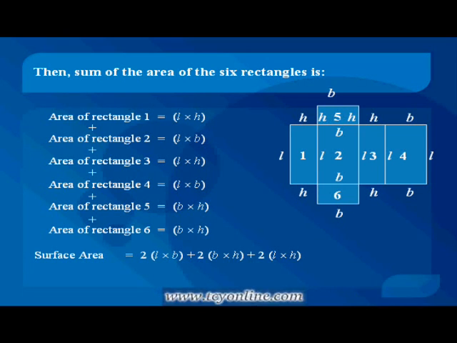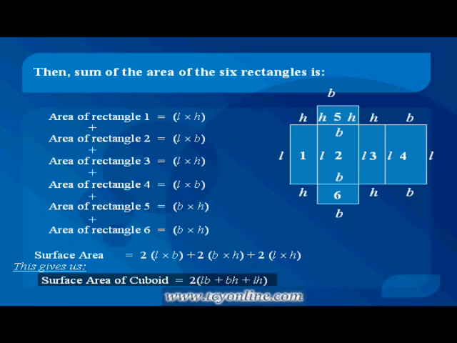In short, the formula for surface area of a cuboid is equal to 2 times length times breadth plus breadth times height plus length times height.